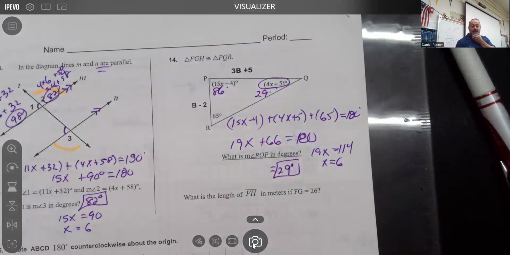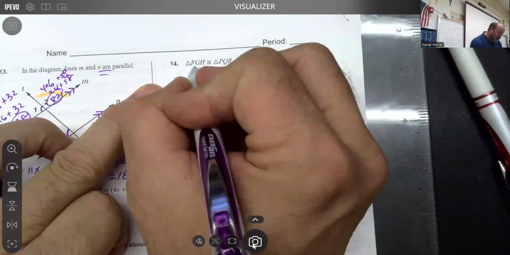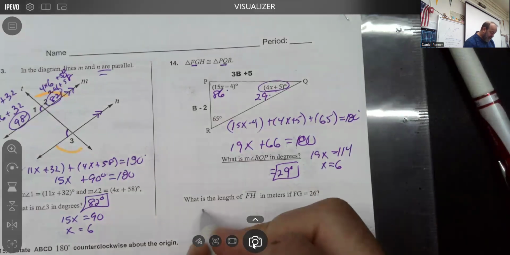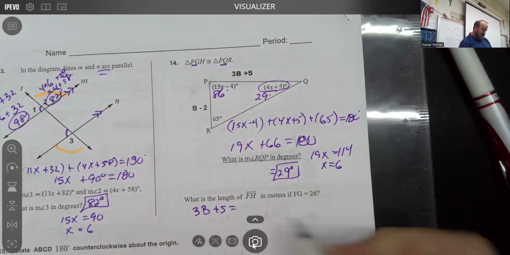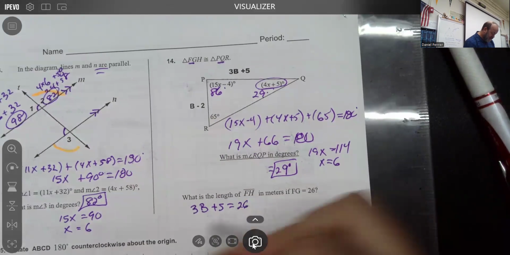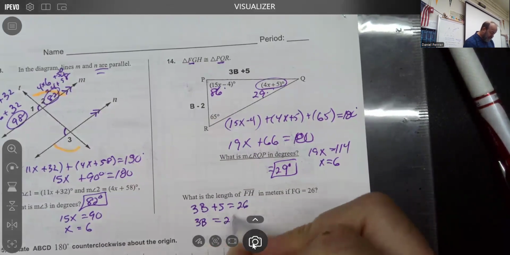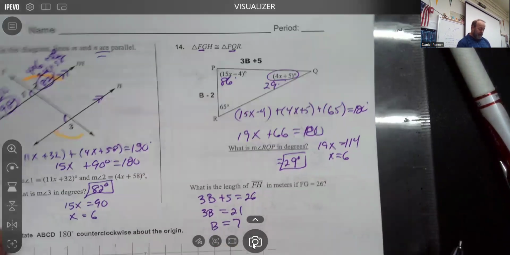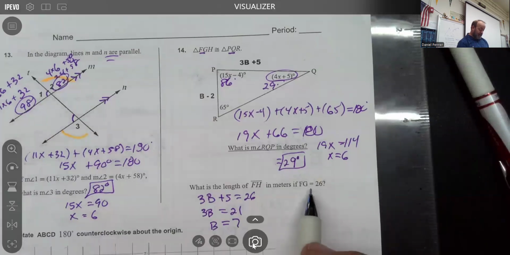Now, what's a little strange to people is this one is what is the length of FH? Hmm. If FG is 26. That's kind of weird. So FG is the same as PQ. But up here, I told you that PQ is 3B plus 5. And it says that FG and PQ are the same, but FG was 26. So that's going to lead me to believe that B is 7. But that's kind of a two-step problem, but I didn't ask you for the length of that other side.